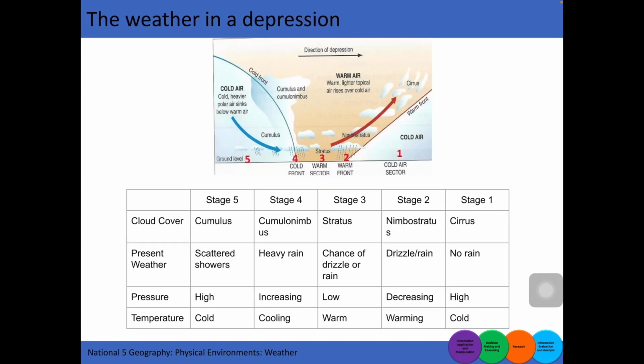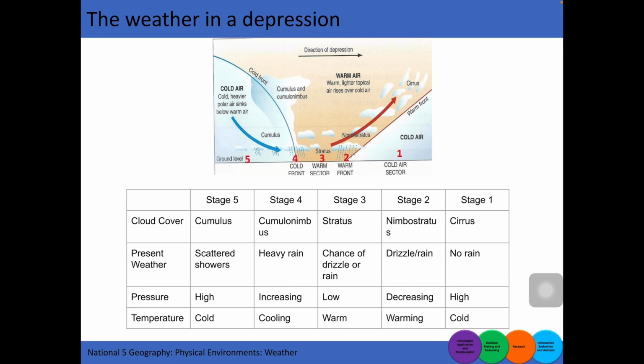The best way to remember the 5 stages of a depression is once again by memorizing this little table. This table will be able to give you the best chance of getting your optimum results. Because regardless of the question you're asked, if you remember this table, you'll have the keywords that the examiner is looking for you to discuss.